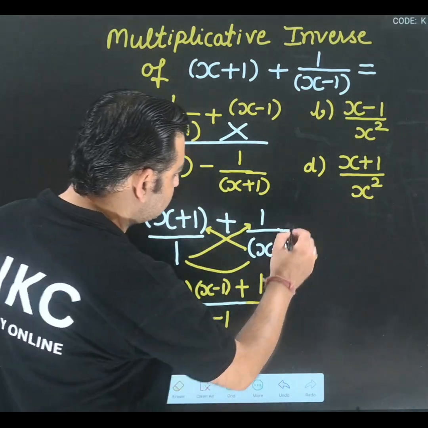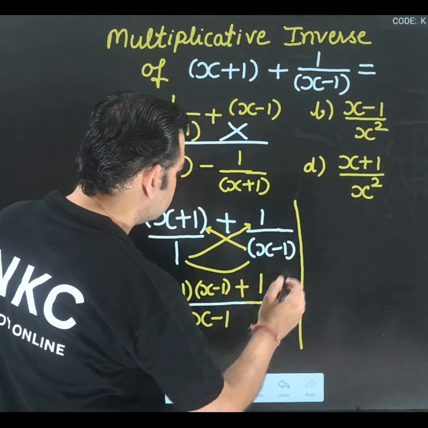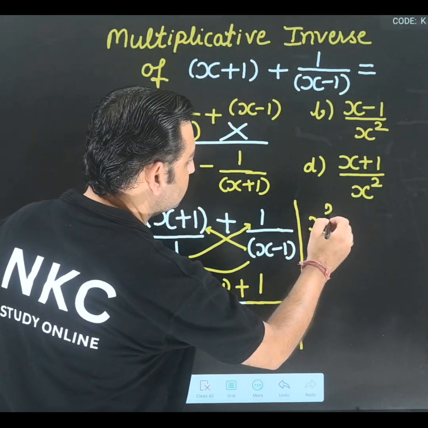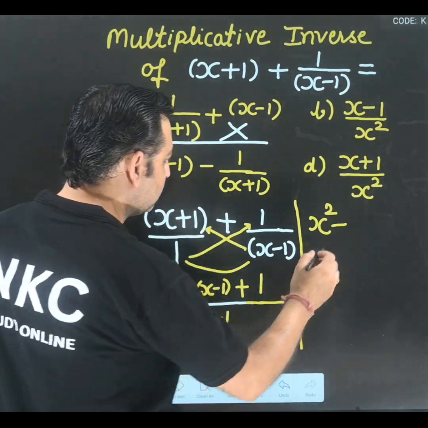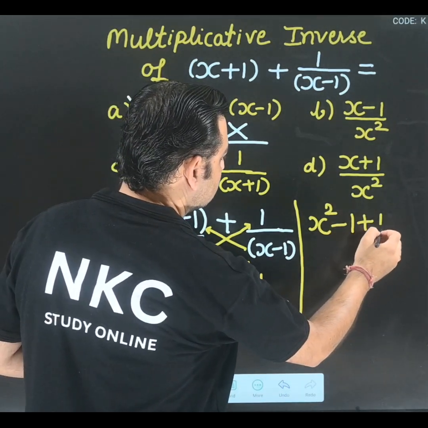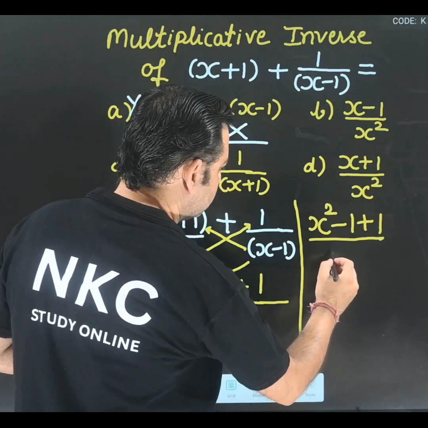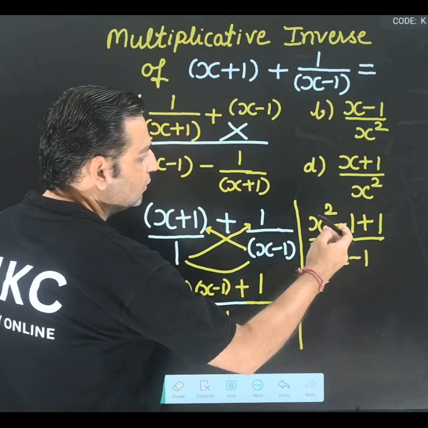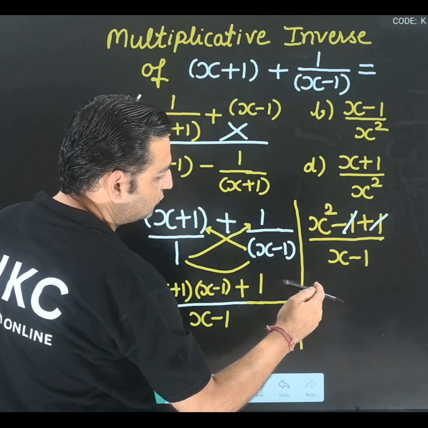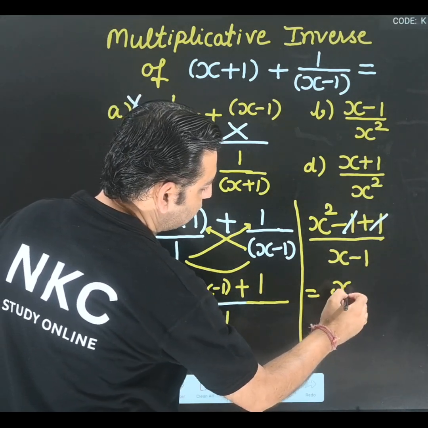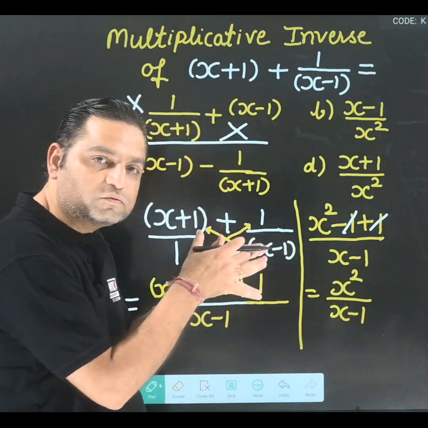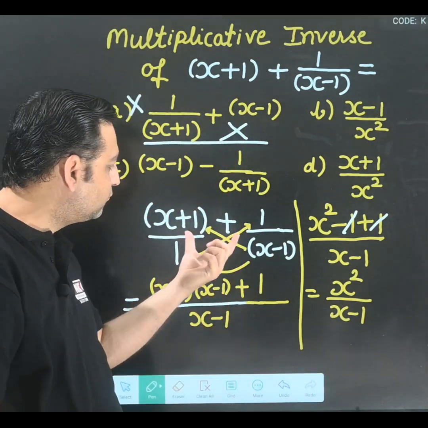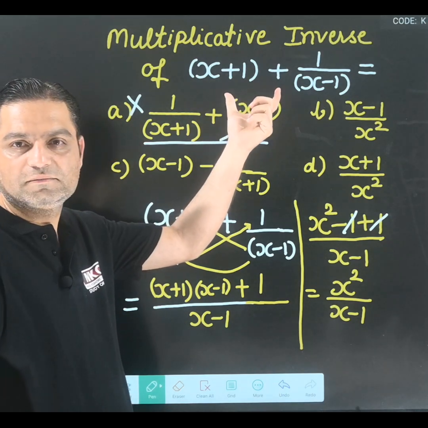(a plus b)(a minus b) is equal to a square minus b square. So let us apply the same concept. What will we get? a square minus b square. b is 1, and 1 square will remain 1 only. Then plus 1 is there. In the denominator we have x minus 1. See, plus 1 and minus 1 are cancelled. So we are left with x square upon x minus 1. Now x square upon x minus 1 is the simplified form of my given expression.